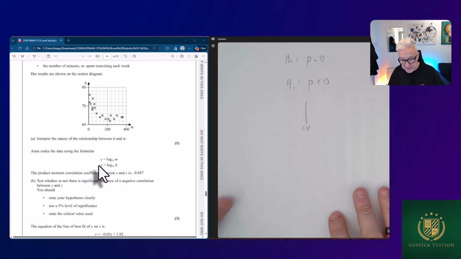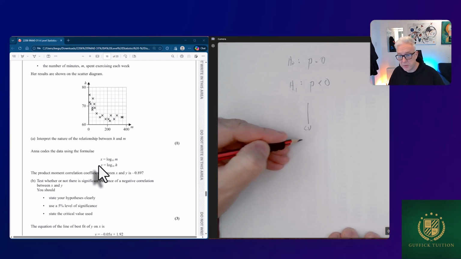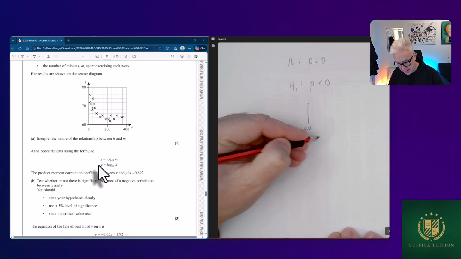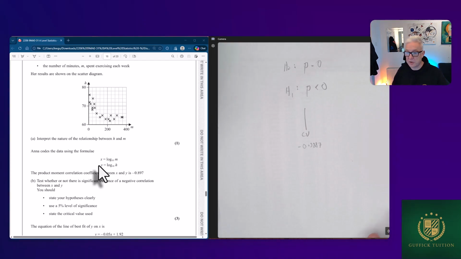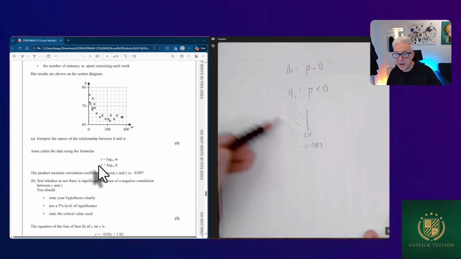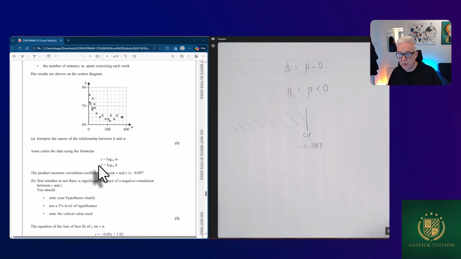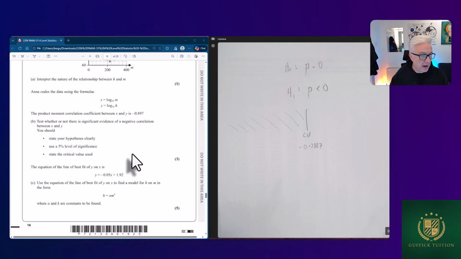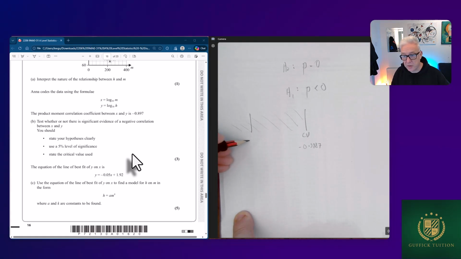And we're investigating a negative correlation. So we're going to have minus 0.3887 as our critical value. This means that anything less than minus 0.3887 is going to be in the critical region. And what do we find? We find that it is actually minus 0.897. So we're all the way over here, hugely into the critical region.